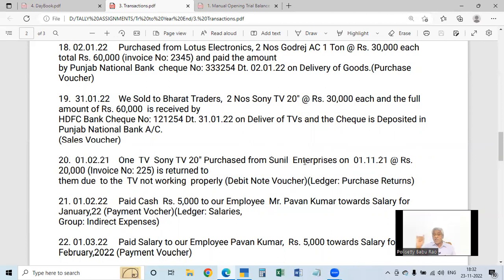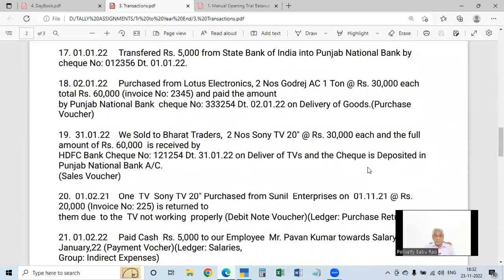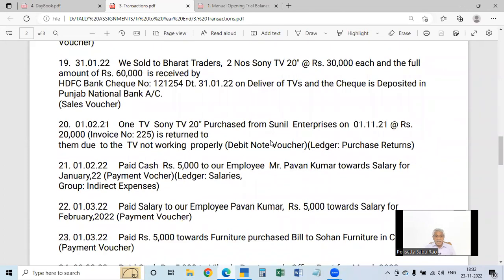Then it will ask you for the dispatch details, how you sent the goods. Below that, it will ask for the original invoice number. The original invoice number is 111. It will automatically take the number, or you have to take that number and enter it, and then press enter.